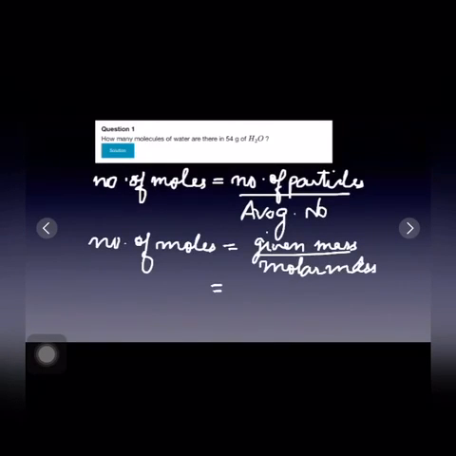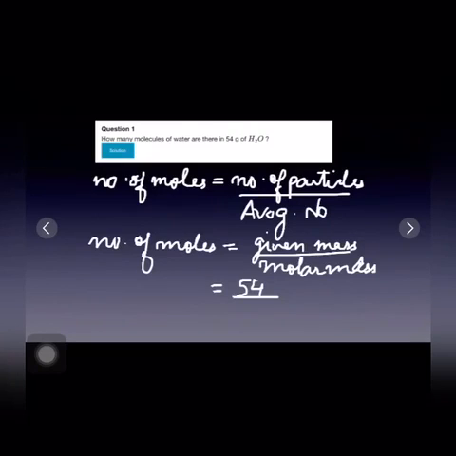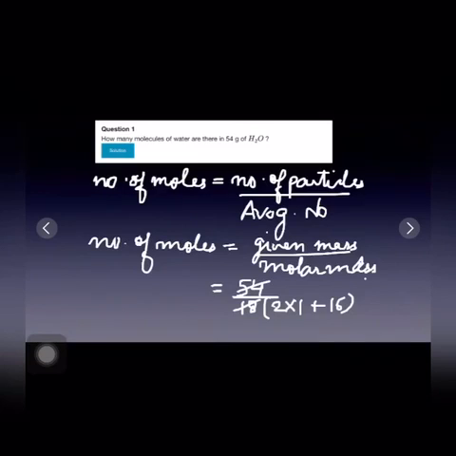So given mass is 54 gram and the molar mass of water is 18. How do we get this? 2 into 1 plus 16. The mass of hydrogen is 1 and the mass of oxygen is 16. So we get number of moles as 3.